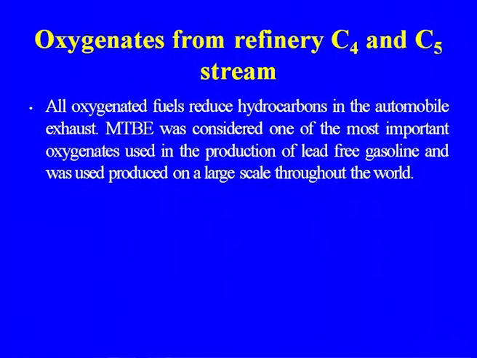All oxygenated fuels reduce hydrocarbons in the automobile exhaust. MTBE was considered one of the most important oxygenates used in the production of lead-free gasoline, and was produced on a large scale throughout the world. But after the environmental constraints, because of the carcinogenic nature of MTBE, it is banned. So the units are changing from MTBE to other value products. But let us discuss the process.